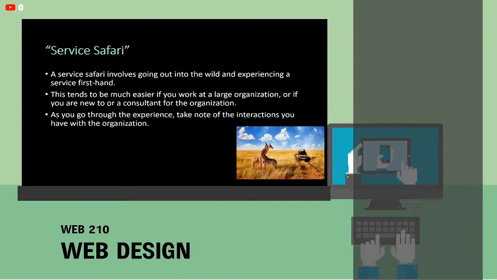So as you have these experiences, you make note of the interactions. You understand what's going on. You put yourself in the shoes of the user, which makes this incredibly valuable and incredibly meaningful to do, right?